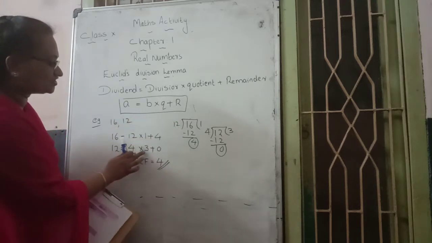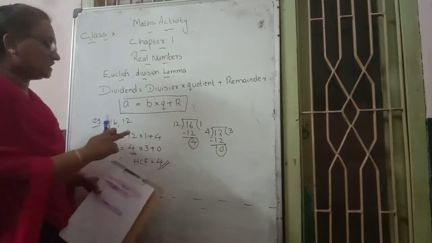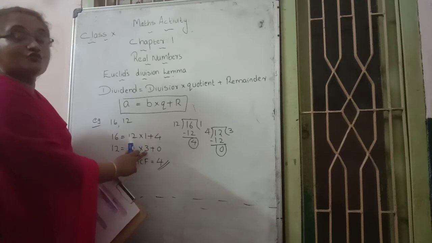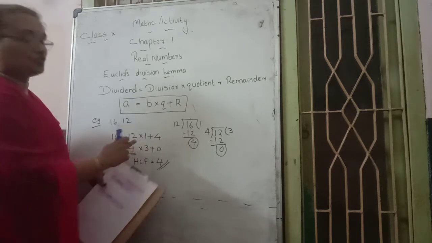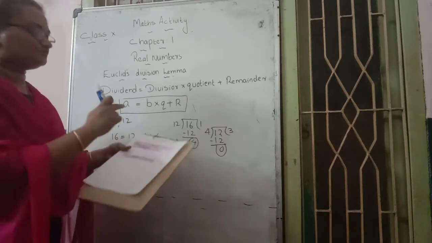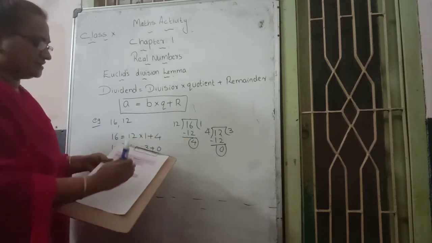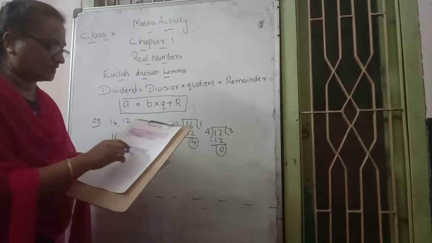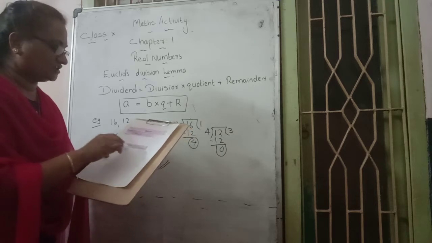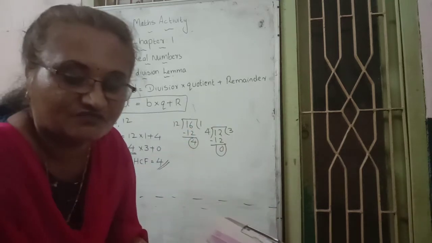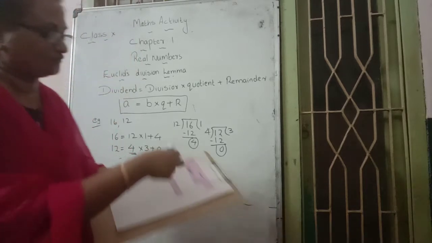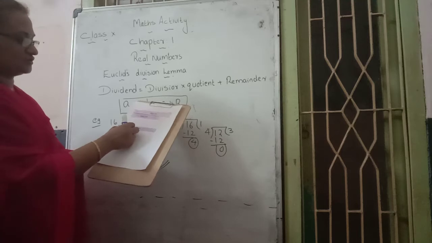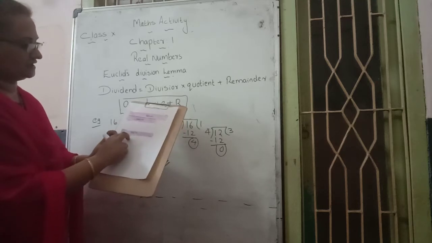But what is the quotient here? 3. Meaning, how many 4 centimeter strips do we require? 3 strips are required for pasting. When we paste them, no gap will be left. So we paste 4 centimeter strips just below that number, like this.